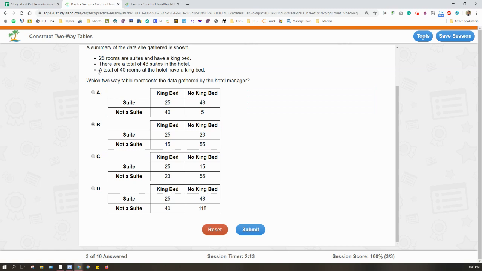Now, we could also check to make sure that we didn't make a mistake by making sure that our table B satisfies the last requirement, which was a total of 40 rooms at the hotel have a king bed. So if I go over to the king bed column in the table that we selected, will they add up to 40? 25 plus 15 is 40. So yes, our table that we are selecting does have 40 king beds.